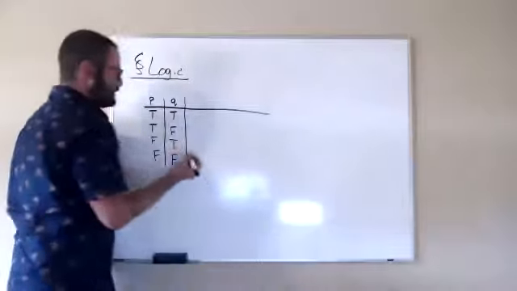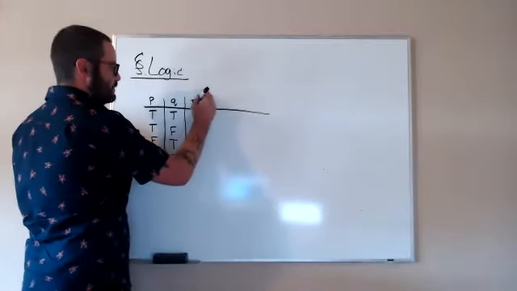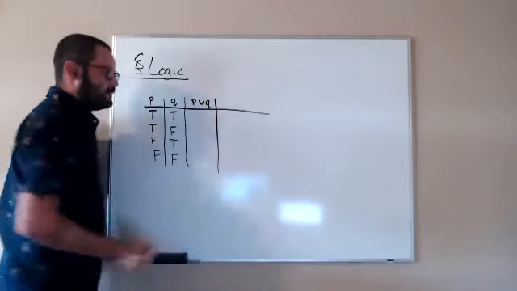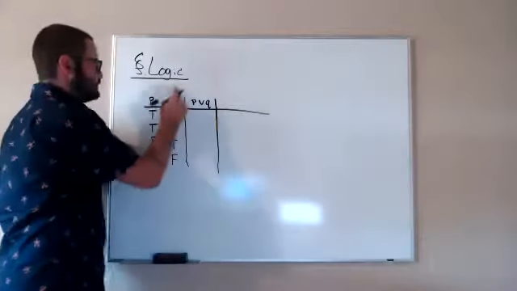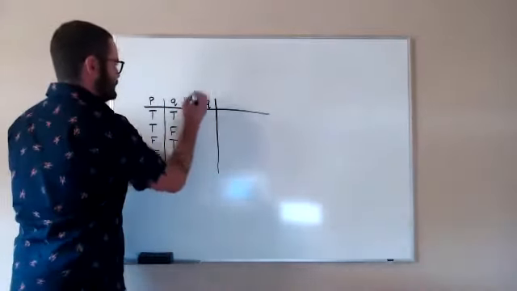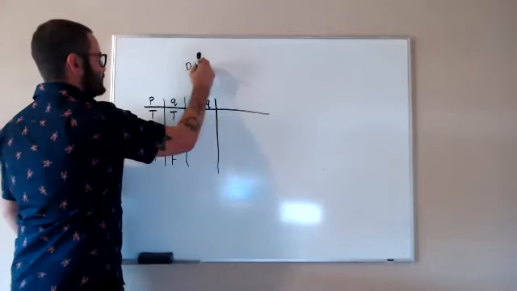Okay. So our first operation that we're going to define is called the disjunction of P and Q. So this is called disjunction.